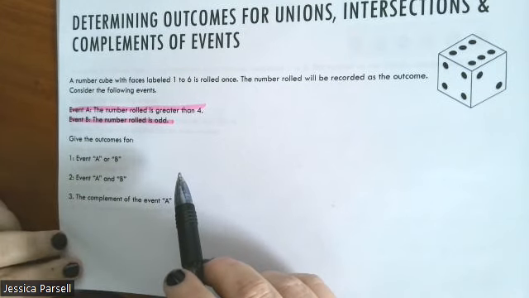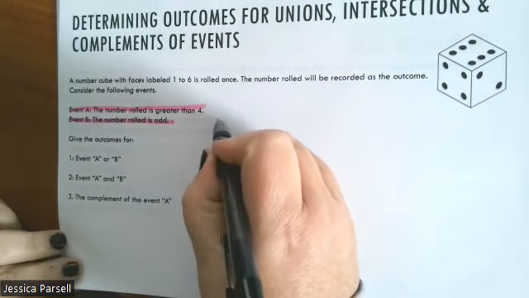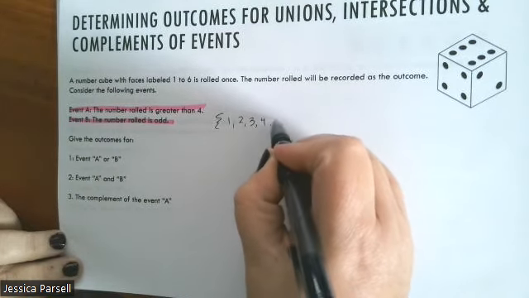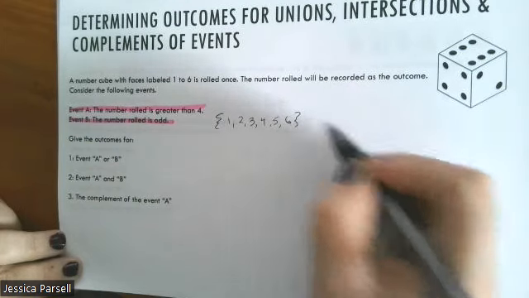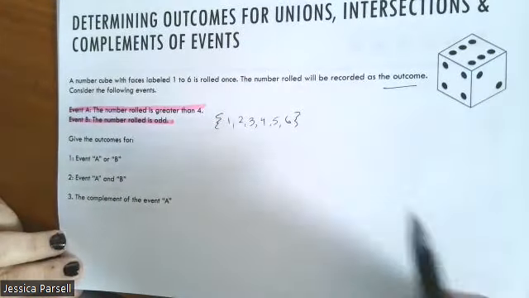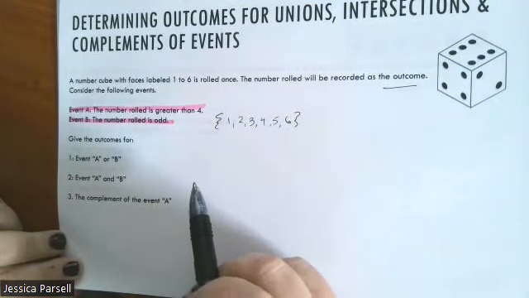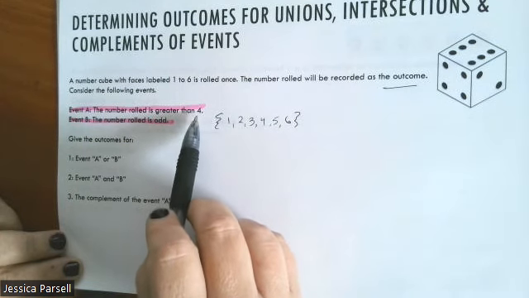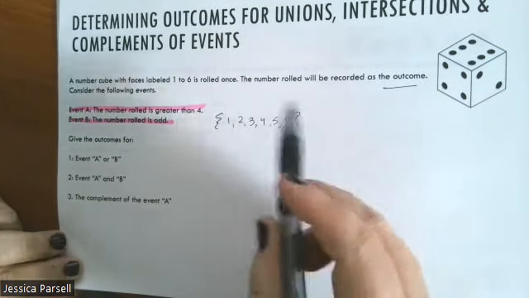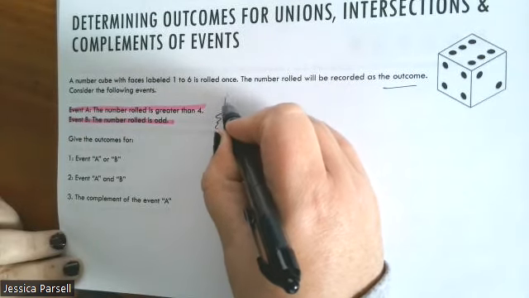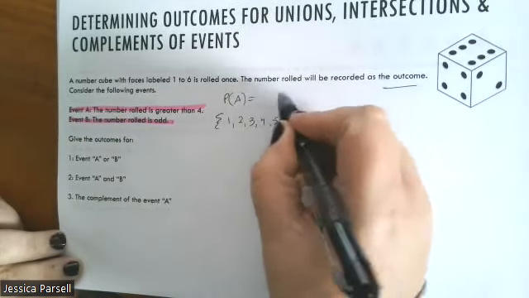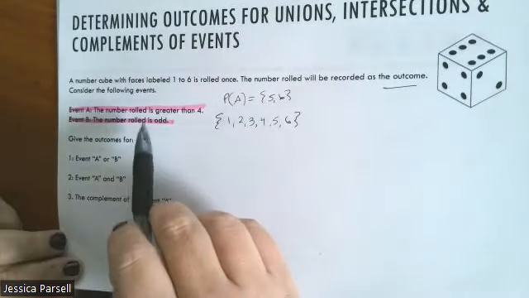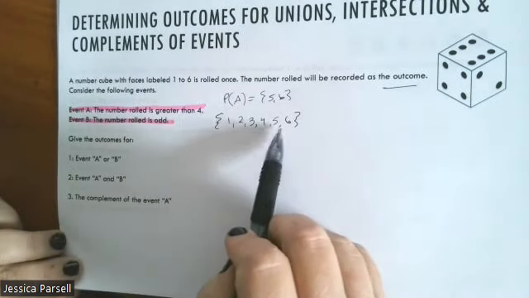Okay, let's write out our sample space here. So we know that when you roll a die, you can end up with 1, 2, 3, 4, 5, or 6 as your outcome. The outcome for event A is the number rolled has to be greater than 4. So greater than 4 doesn't include 4, it means more than 4. So we're going to call that event A. The outcomes for A are 5 or 6. So those are numbers that are rolled that are greater than 4, these two here.